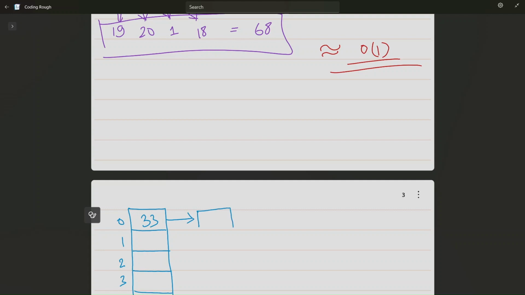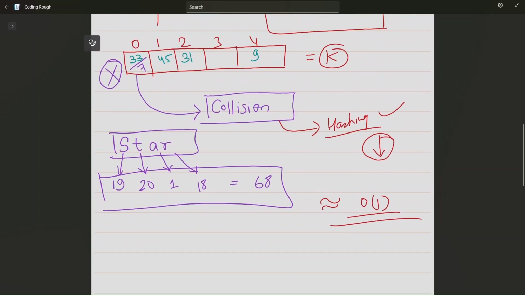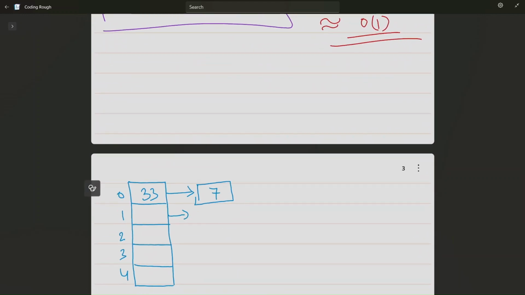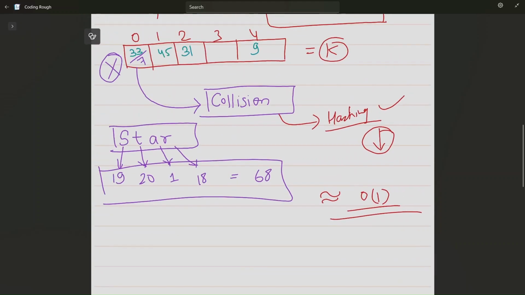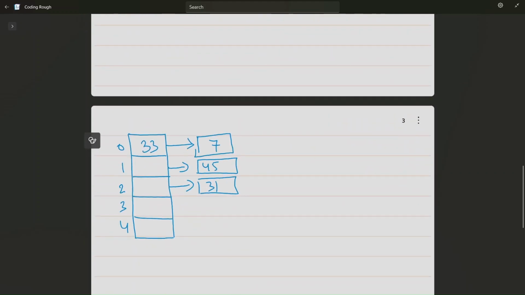Then the other values are 45 and 31, and at 3 there was nothing. At 4 there was one value, that is 9. So this is something called hashing. Now the question comes: up to what length will we be doing this?